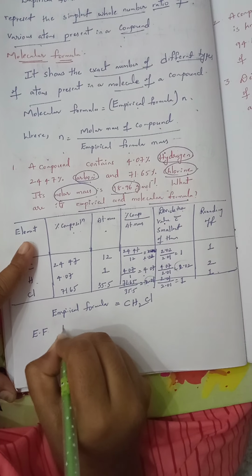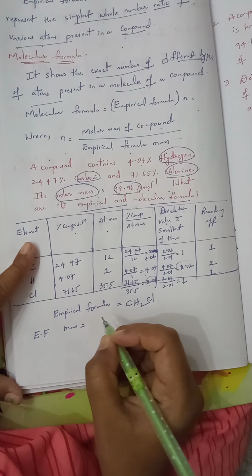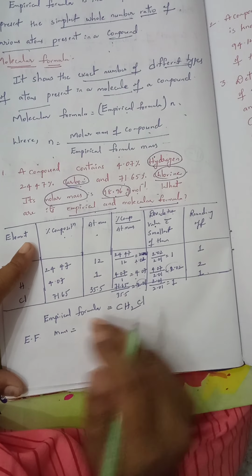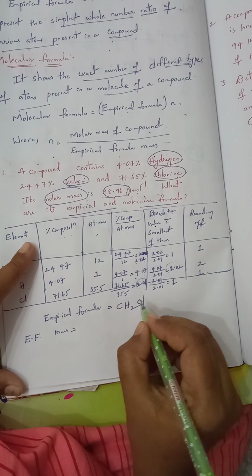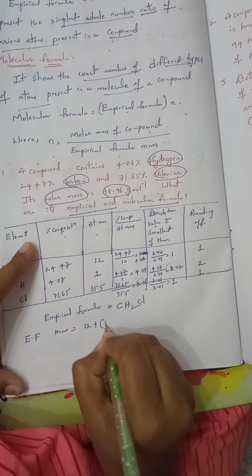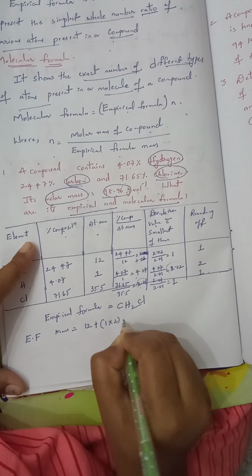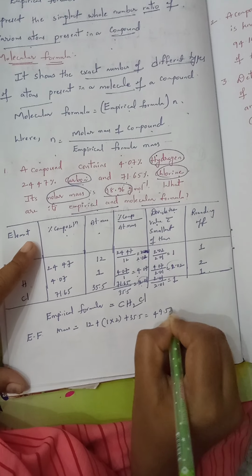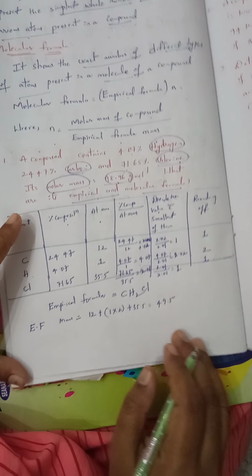Empirical formula mass equals: what is the atomic mass of carbon? Now we have to find the mass of the formula. For carbon the atomic mass is 12, plus hydrogen each one is 1 into 2, plus 35.5, equals 49.5. This is the empirical formula mass.